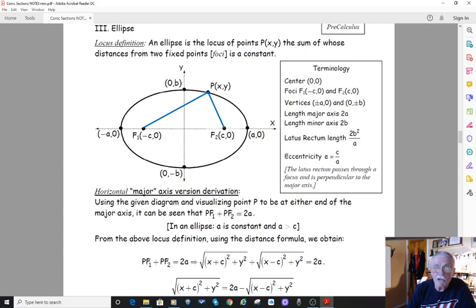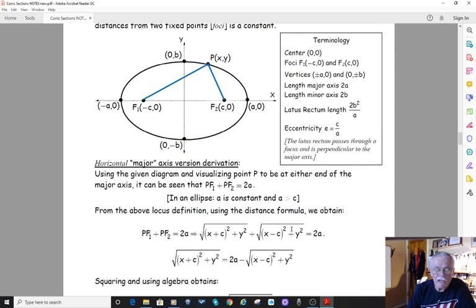All right, so here we go. In an ellipse, a is constant, and just looking at this diagram, a is the length from the center, (0, 0), all the way over to here, and c is the length from (0, 0) to here. So you can see that in an ellipse, a is greater than c. So just keep that in mind as we go along. Okay, so here we go.